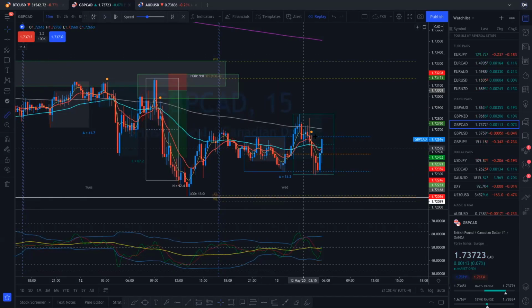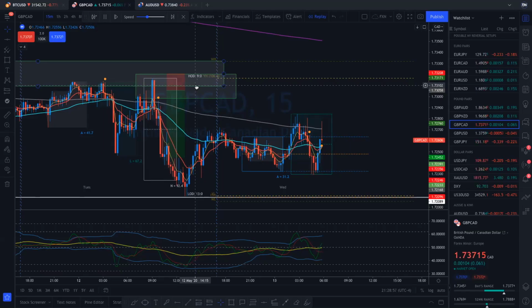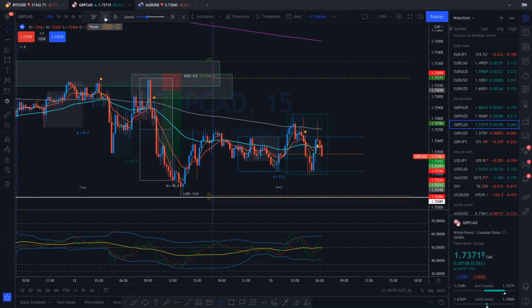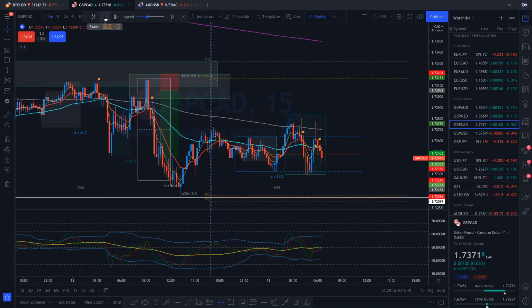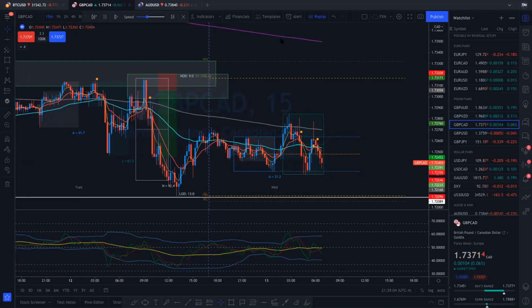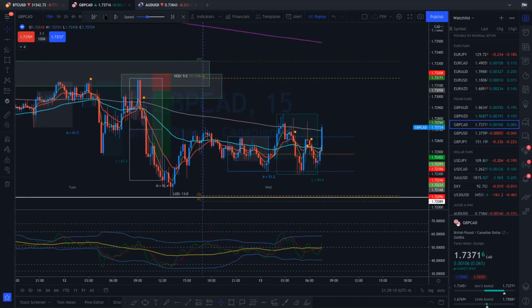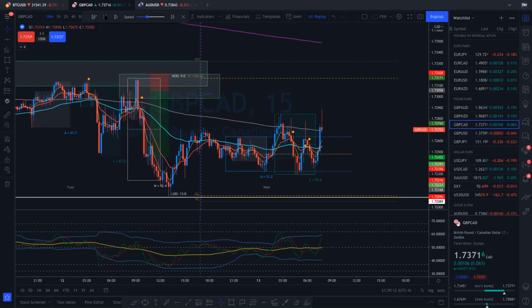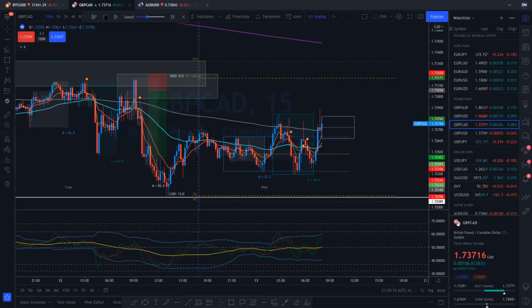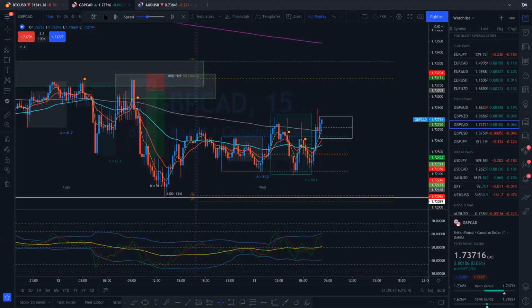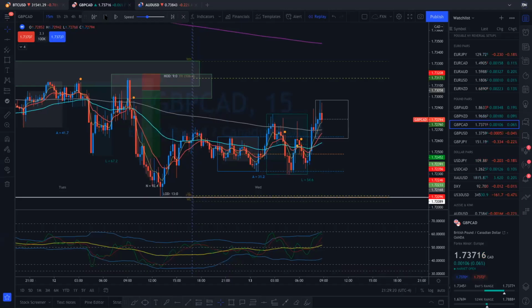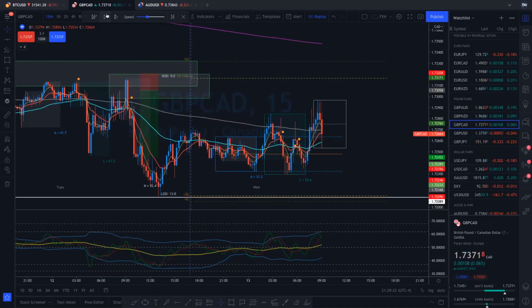So where did that go? It went down 28 pips. 28 pips in like 3 candles. It's not too bad. There's another one. Another pin. Another pin. There it is.